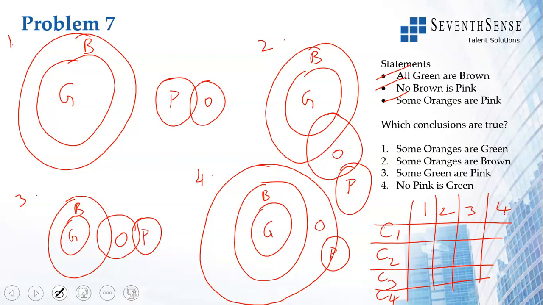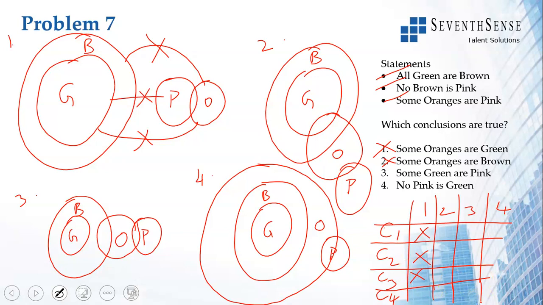Some oranges are green. Some oranges are green is false in the first diagram, so I don't look further. This conclusion is false. Some oranges are brown is false here. I don't look further. This conclusion is false. Some green are pink is false. I don't look further. Only if it is a tick, I go further.